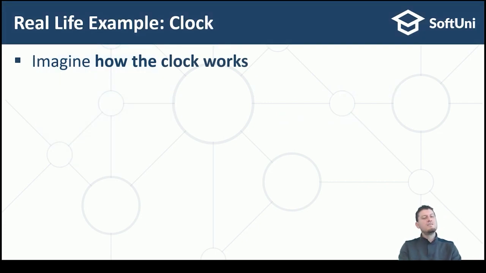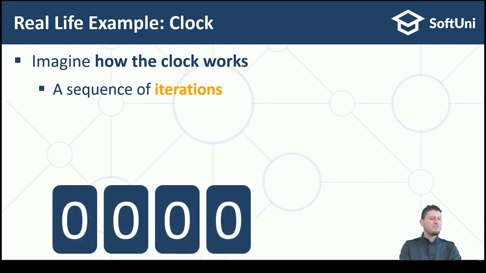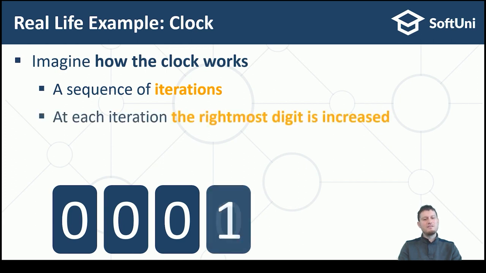Imagine how the digital clock works, or other digital screens. It works as a sequence of iterations. So assume this is the clock, or this is the car fuel indicator, or some kind of measurement. If 1 second passes, this will increase the rightmost digit. After one more second, it will increase the rightmost digit. This will repeat at each second, for example.